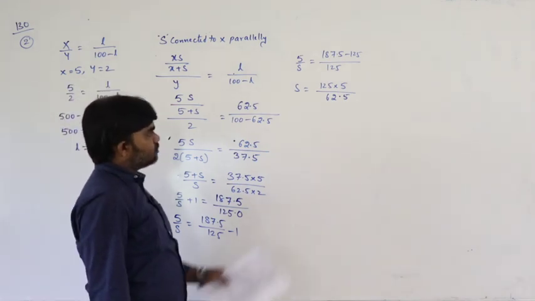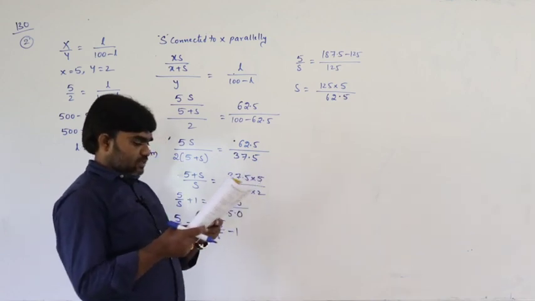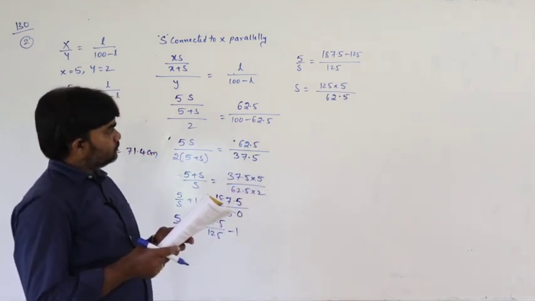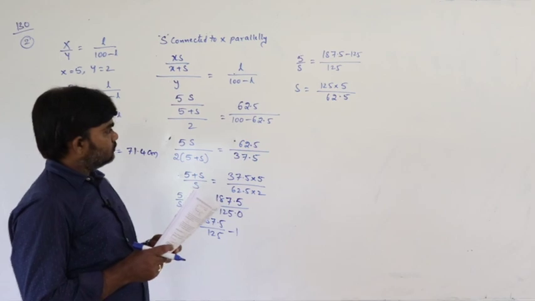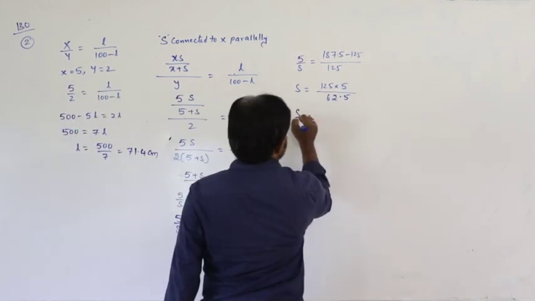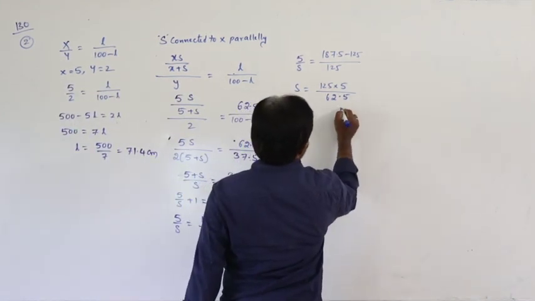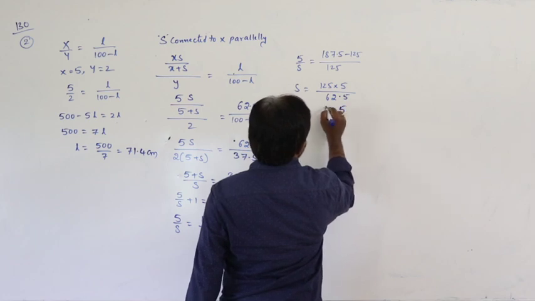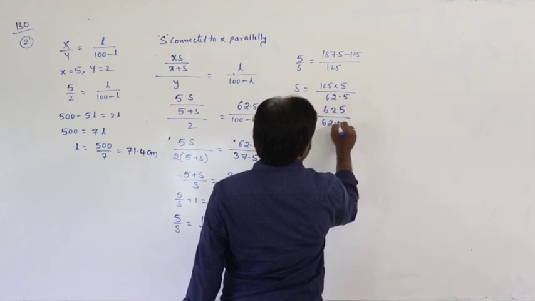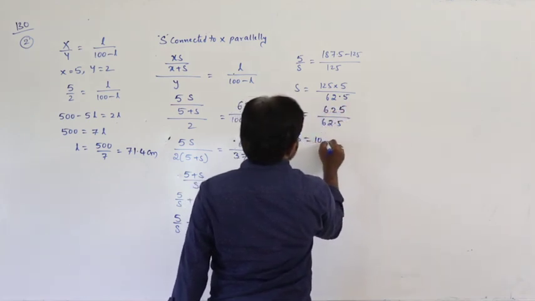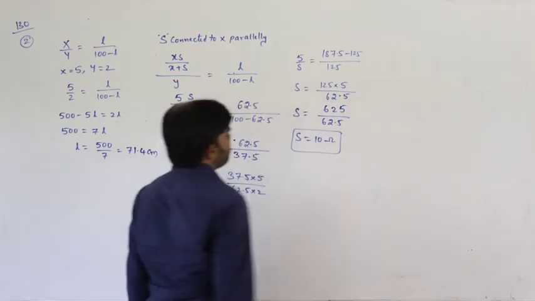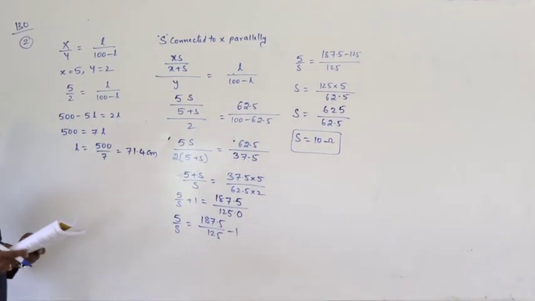Based on this we can calculate the value of S. S is equal to 125 into 5, that is 625, divided by 62.5. So S is equal to 10 ohms. So that is the way to do the problem.